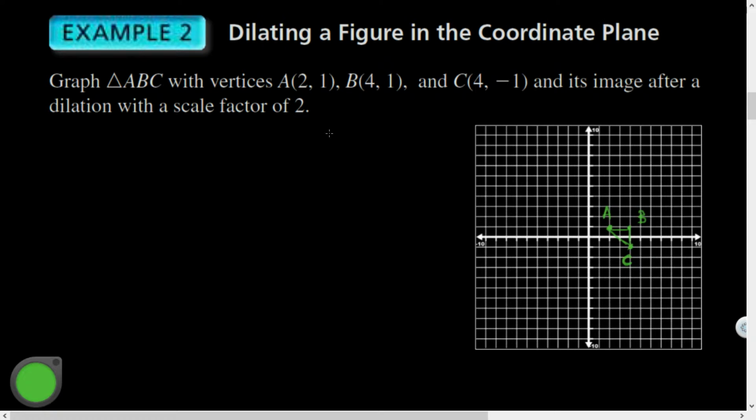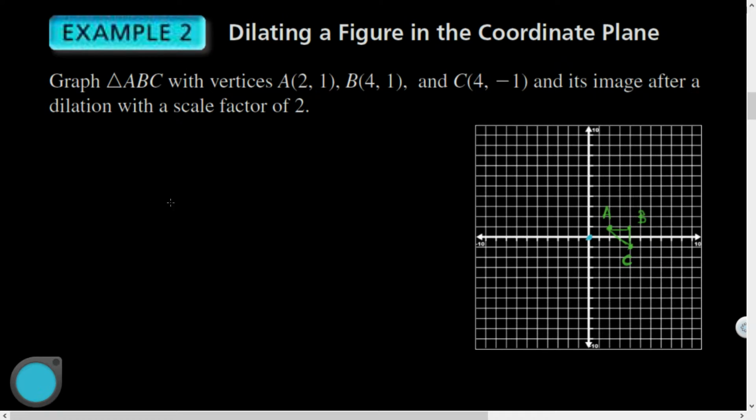It didn't say about which point, but what point do you suspect they want us to use? Yeah, probably the origin, right? It doesn't say origin up here anywhere, right? No, so it's just assumed. So that's what we'd have to be aware of there. And those were actually pretty good lines I just drew there too.